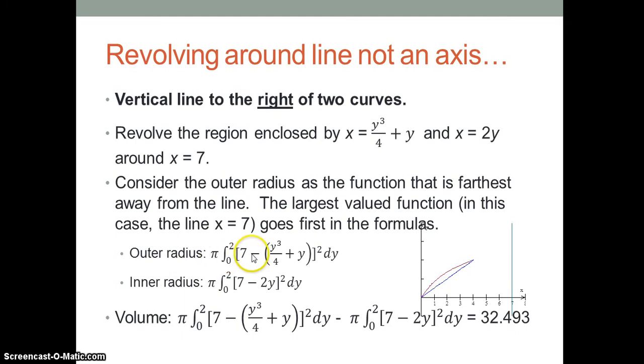So our outer radius would give us a volume of 7 minus y cubed over 4 plus y, all squared dy. We're going to integrate from 0 to 2. And our inner radius is the line x equals 2y. So we do 7 minus 2y squared dy and integrate that as well. We get a final volume of 32.493.